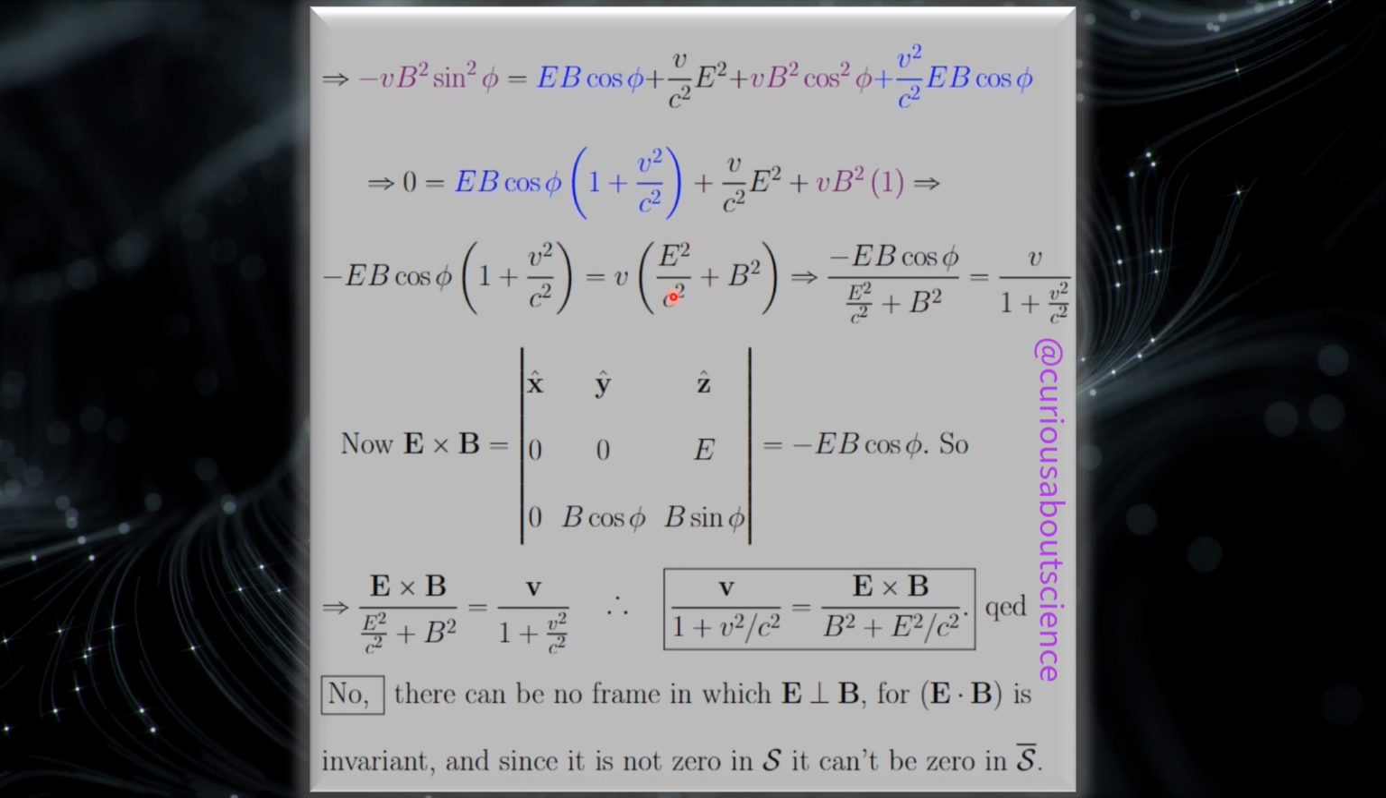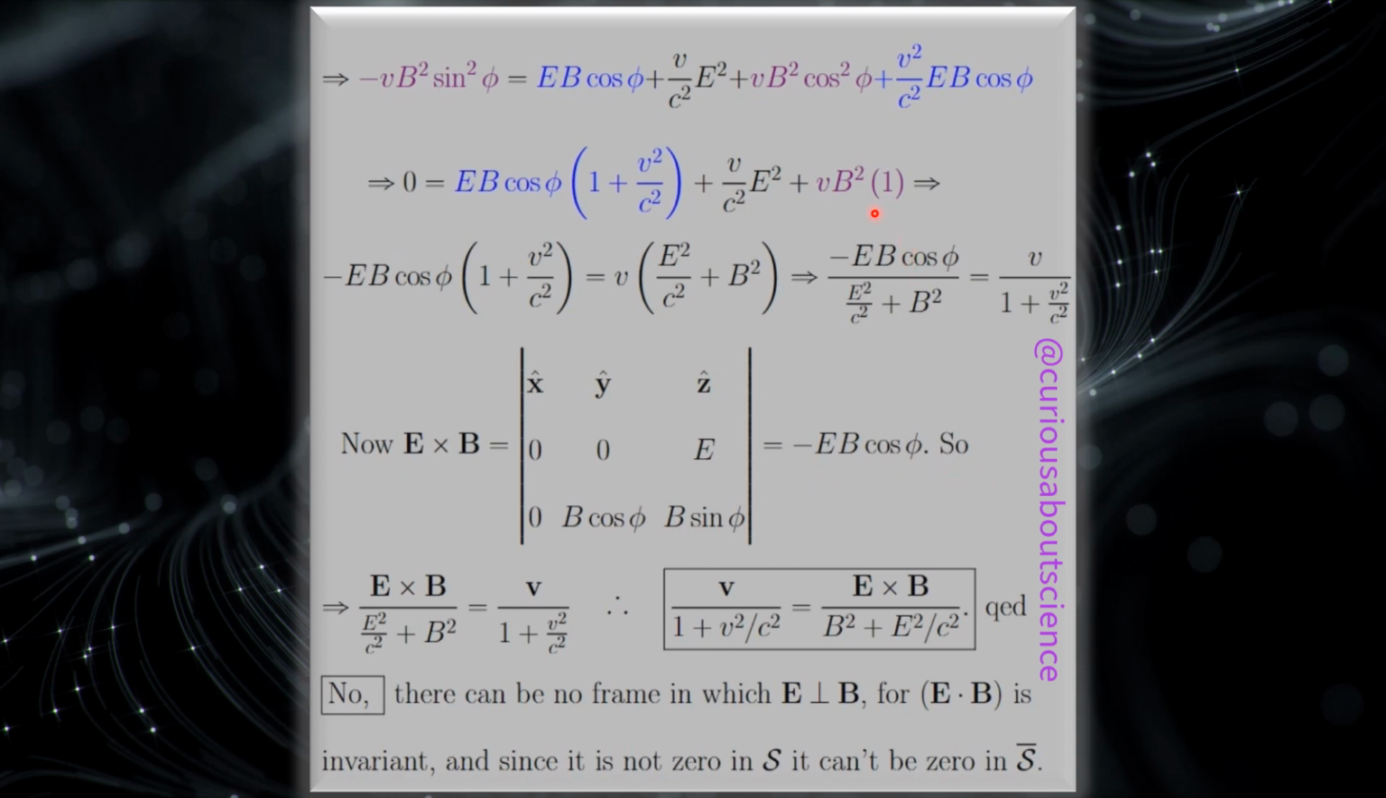That being said, if I divide this parentheses over to the EB cosine side, and I divide over this parentheses to the V side, we can start seeing that we're manipulating down exactly to what we need to be. Now if we compare this to the cross product of E and B of the untransformed fields, you see that we get negative EB cosine phi. Okay, that's just the direct evaluation of the cross product.